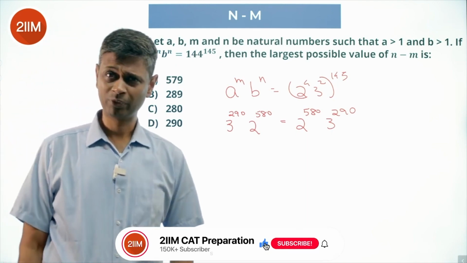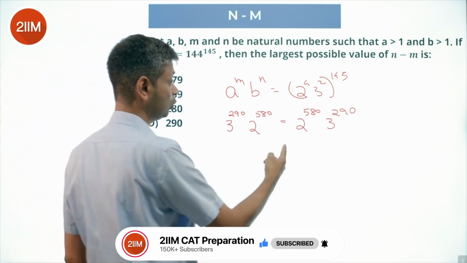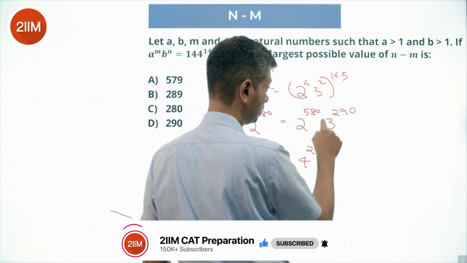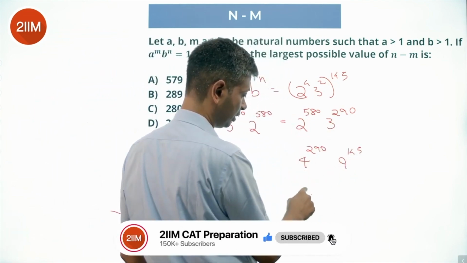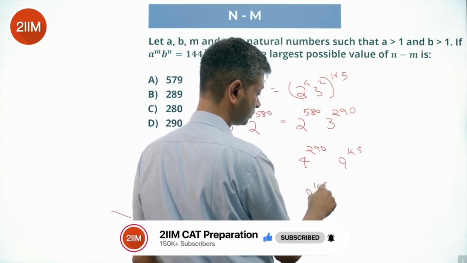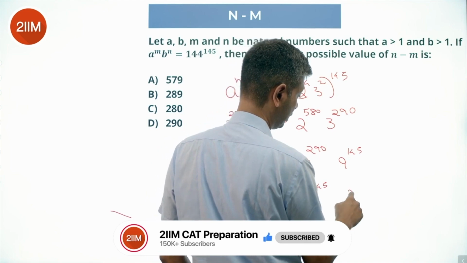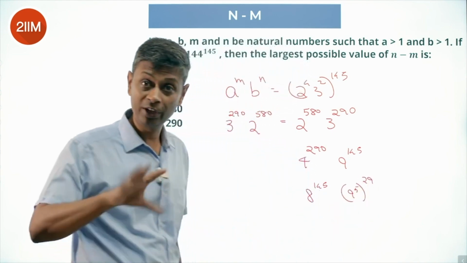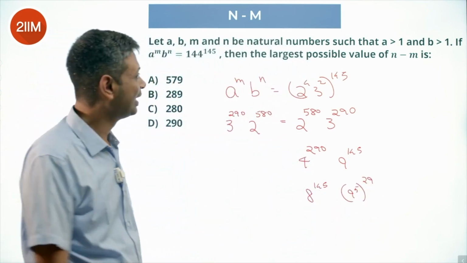We have to pause a second. We have not been told that a and b are prime. So this number 2 power 580 can be written as 4 power 290. This can be written as 16 power 145. This can be written as 8 power 145. This can be written as 9 power 5 whole power 29. So many different combinations are there. a and b need not be 2 and 3 or 3 and 2. Doesn't work like that.